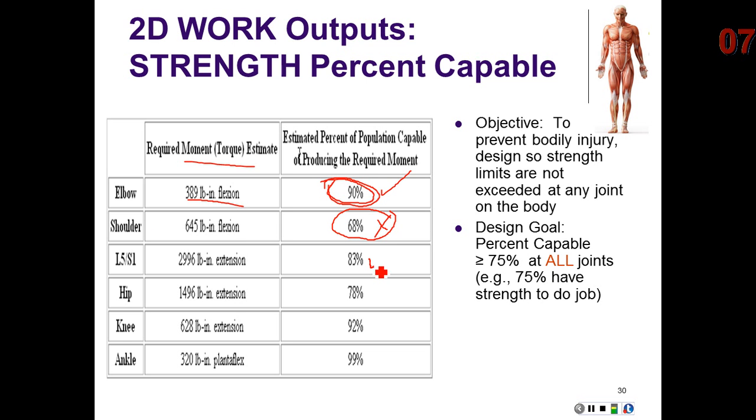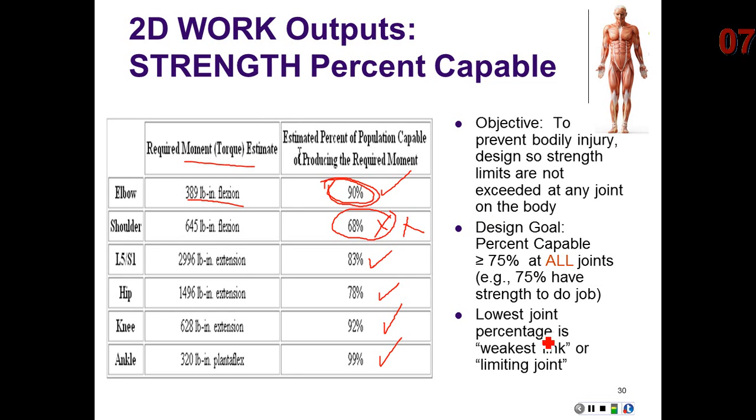Our L5S1, the extensor muscles in our spine are capable. Our hips are good, above 75%, knees good at 92%, ankles good at 99%, but this is a problem job at the shoulder. We expect to see some shoulder injuries in this job.